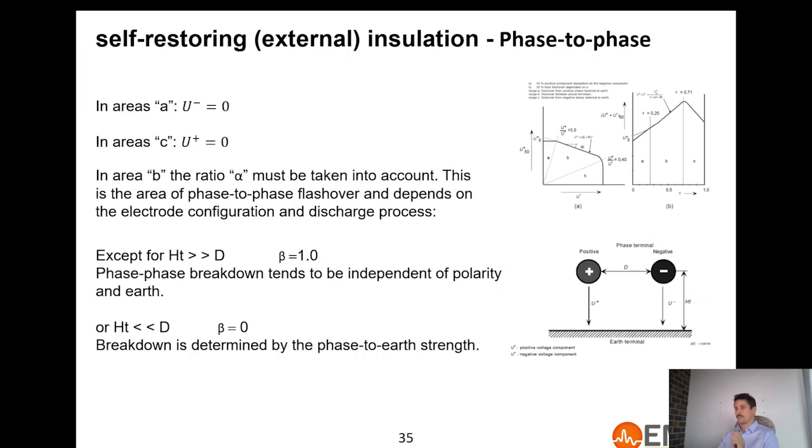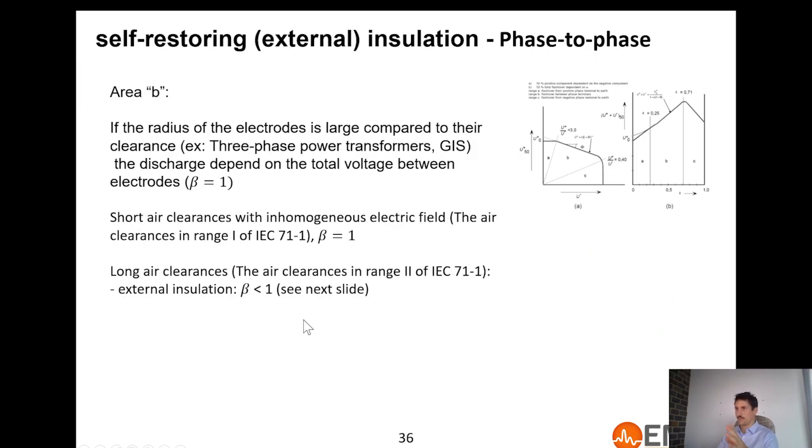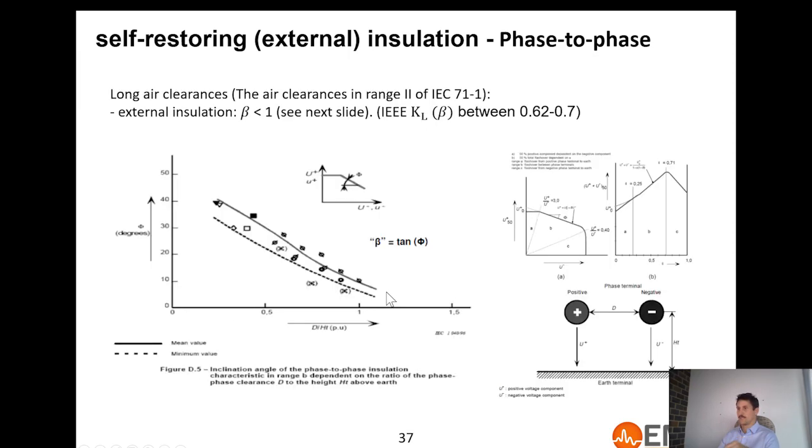Basically, to sum up, you have three cases. The case where the conductors are very high, where the height is very much larger than the distance, then beta equals 1. If the height is much smaller than the distance, beta equals 0. In between, if the radius of the electrode is large compared to the clearance, you take beta equal 1. If you have a short clearance, you take beta equal 1. If you have a long clearance, you go to the next slide, and we'll explain how to calculate beta.